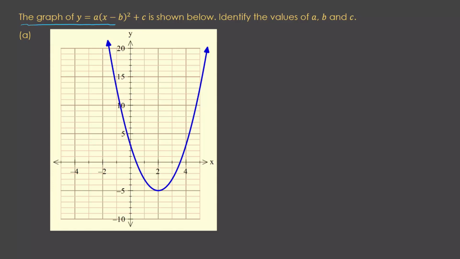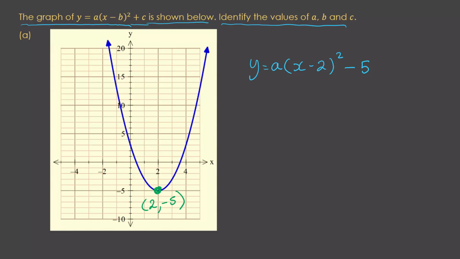The graph of y equals a(x minus b) all squared plus c, which is completed square form, is shown below. Identify the values of a, b and c. So let's go to the vertex, because as we've seen, completed square form tells us about the vertex. And the vertex here is at (2, -5). So far, that gives us (x minus 2) squared take away 5.